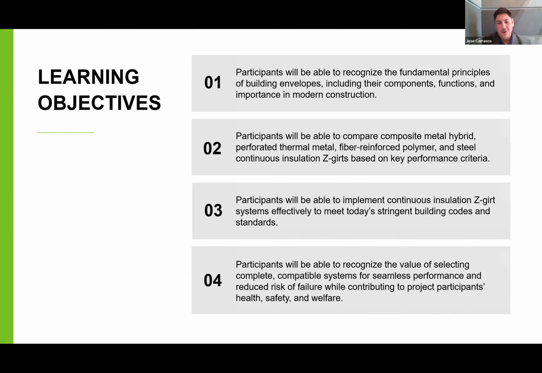And then lastly, we hope that you'll leave here this afternoon with a better sense of how to select the continuous insulation Z-girt that best fits your project requirements. So without further ado, let's get started.